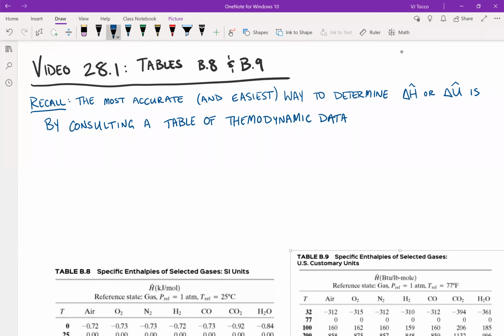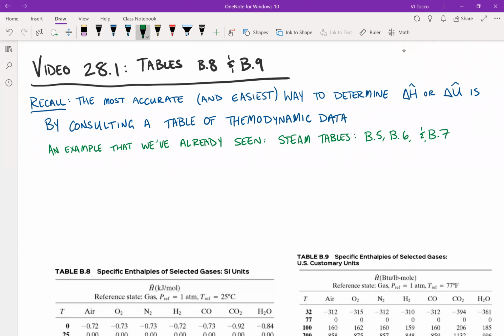In the course of solving an energy balance problem, as we've seen so far, we oftentimes have to calculate the change in enthalpy or internal energy of a particular substance. And the most accurate and easiest way to do so is by consulting a table of thermodynamic data. An example that we've already seen in this class are the steam tables.